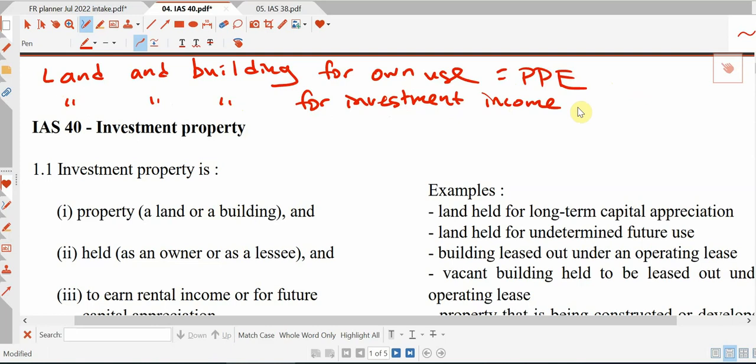Yeah, something wrong with my writing tablet. Sometimes cannot get detected. Okay, for investment income, that is investment property, today's topic.